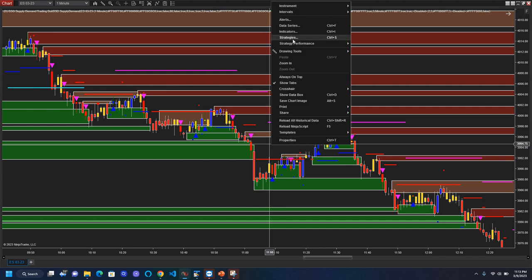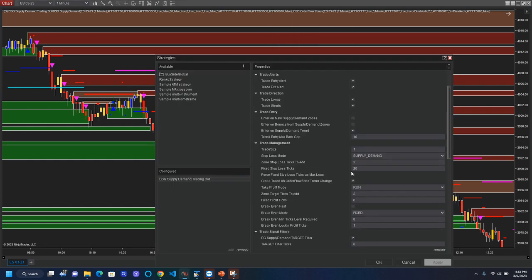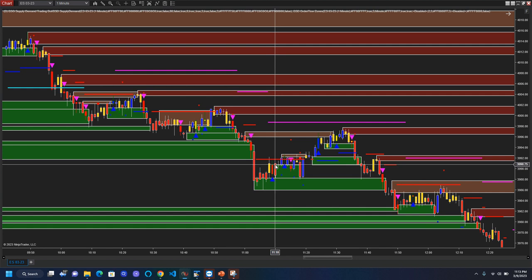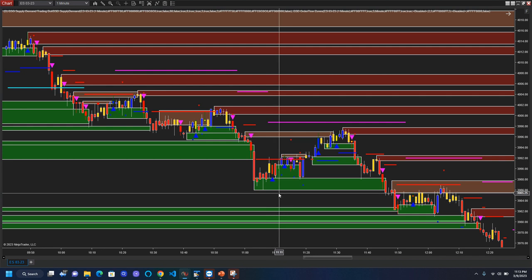Let's say you go back to the bottom one more time. If you choose stop loss mode as supply and demand, then you have one more option. Where do you want to place the stop? Do you want to place it right on the zone, or somewhere else? So here is zone stop loss ticks to add. Since I have three right here, it means if you enter long here based on this signal, it will take the stop three ticks from here. One, two, three ticks. Stop will be right here.